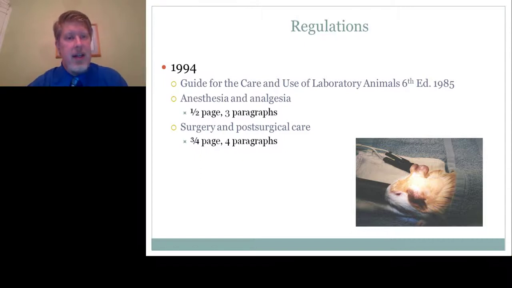But with that said, surgery and post-surgical care, less than a page, 4 paragraphs. So 7 paragraphs total, giving you your guidance for working on surgery, which I would hope we would all agree is a pretty serious component and could have impacts on animal welfare.